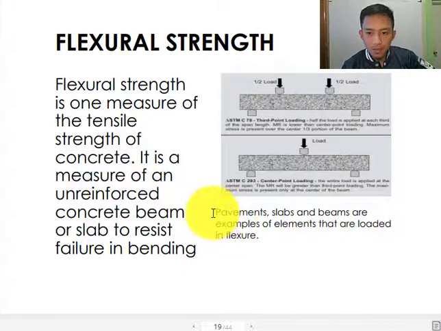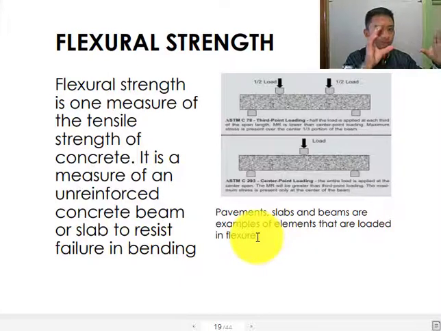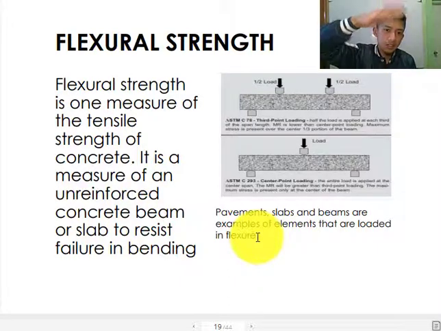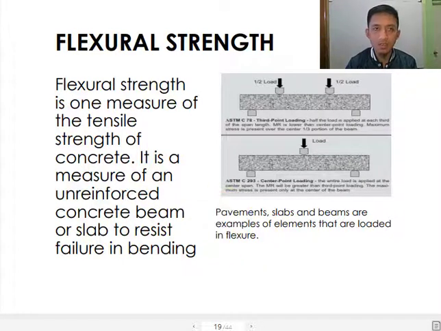Examples of this are pavements, slabs, and beams, which are elements loaded in flexure. Beams are loaded as flexural members. And for compression, that is mostly for columns. Those are examples of members that resist a compression force. Columns.